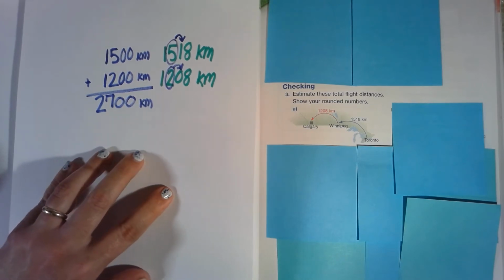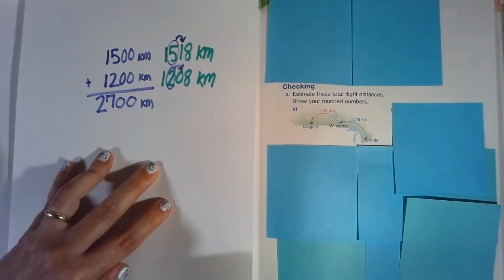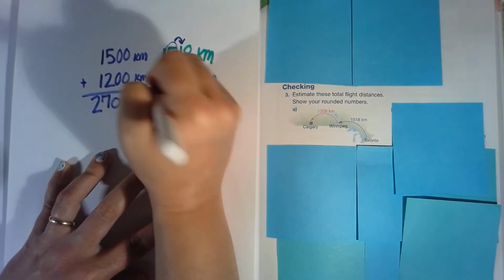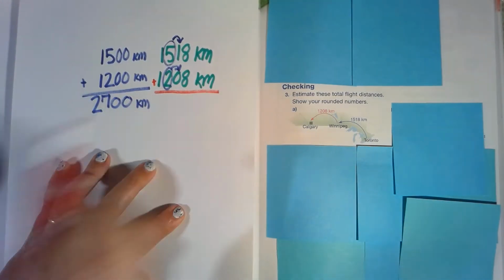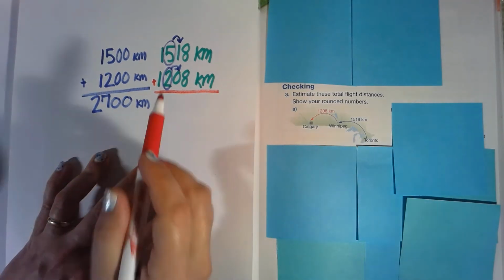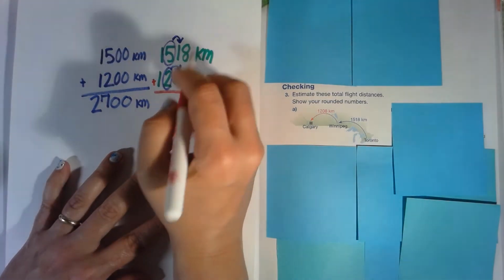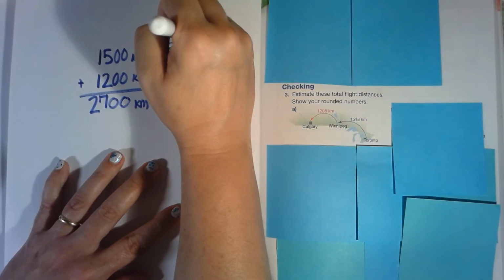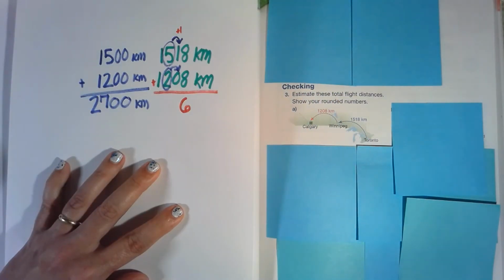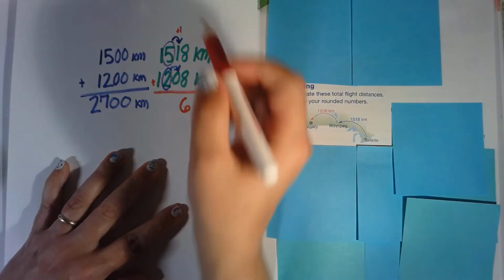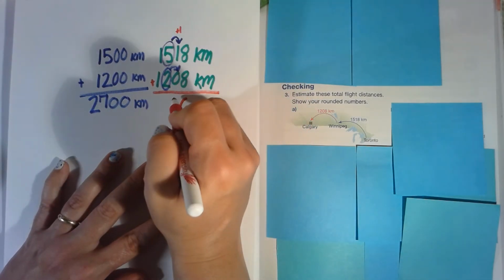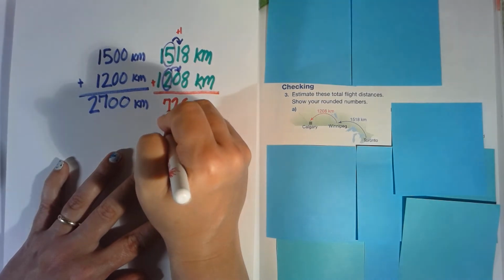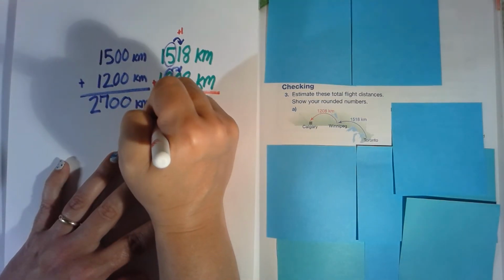Now the other way I was thinking is I could add my 2 kilometers first and then round them. So let's add 8 plus 8 is 16. 6 in my ones or units column. Bring up my 10. 1 plus 1 is 2. 5 plus 2 is 7. And 1 plus 1 is 2.